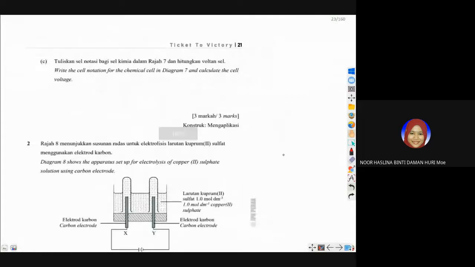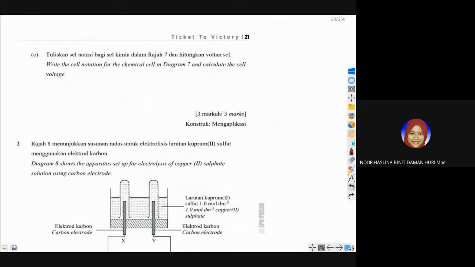Write the cell notation for the chemical cell in diagram 7. Okay, it wants the chemical cell. After that, you must calculate the voltage value. So do you remember how to do the chemical cell? For this one, what do we start with first? Negative terminal, after that positive terminal. Put the negative terminal first. What is the negative terminal there? The electrode is zinc. So you have to put zinc, negative terminal.